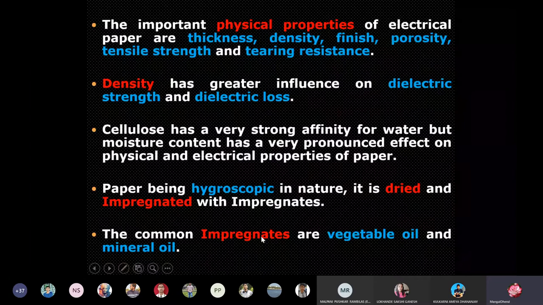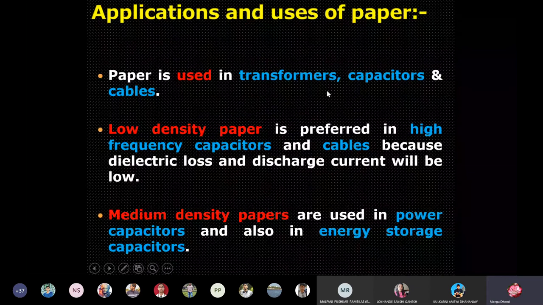What can be those impregnants? Impregnants means which material can be used to dip or treat that paper. Vegetable oils, mineral oils. So they are insulating materials only. And what are the applications or uses of paper? Where will you find paper as an insulating material? You will find it in transformers, then capacitors and cables.